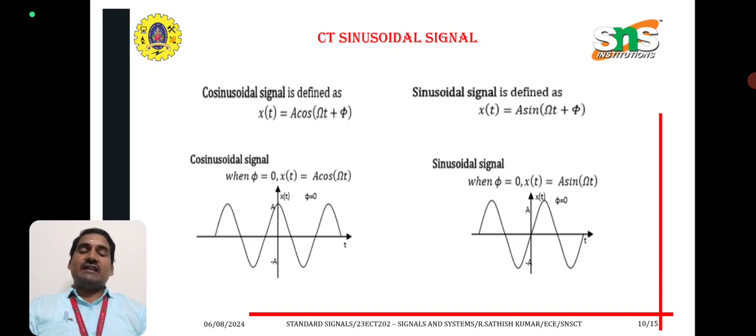Sinusoidal signal is defined as x of t is equal to A sin(Ωt + φ). For φ equal to 0, x of t is equal to A sin Ωt. The sinusoidal signal can also be represented graphically.